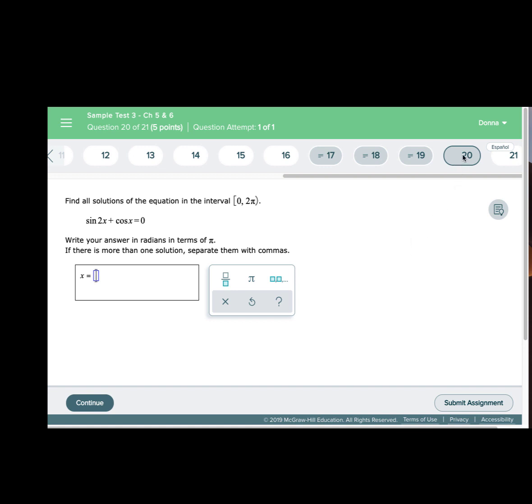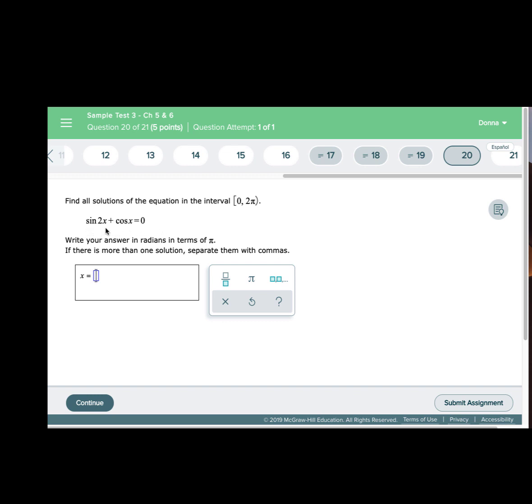I'll be doing problem number 20 from sample test 3 on chapters 5 and 6. In this example, we're asked to find all solutions of the equation in the interval from 0 to 2 pi, including the 0 but not including the 2 pi, for the equation sine 2x plus cosine x equal to 0.